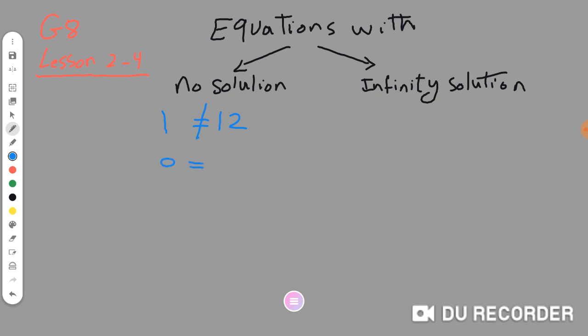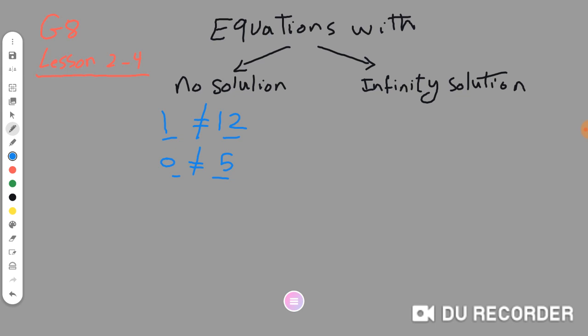0 equals 5, they are not equal. So there is no solution. When different numbers are set equal, you will see that we have no solution. We will see this now, by the way. So don't worry about it.